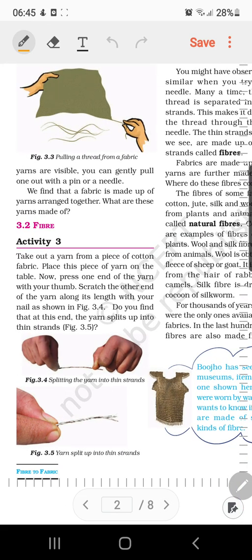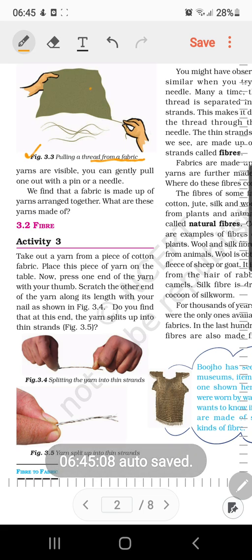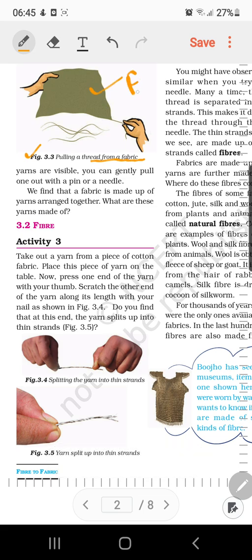Here you can see in figure number 3.3 how pulling a thread from a fabric is being shown. This is the fabric, or the cloth piece, from which the person is extracting the thread. Thread is also known as the yarn. Now this yarn is the basic entity which, when weaved together, will form the fabric or piece of cloth which we ultimately use for different purposes.